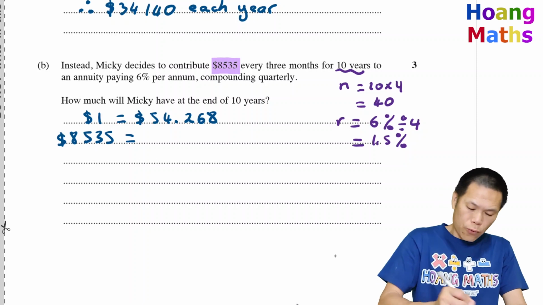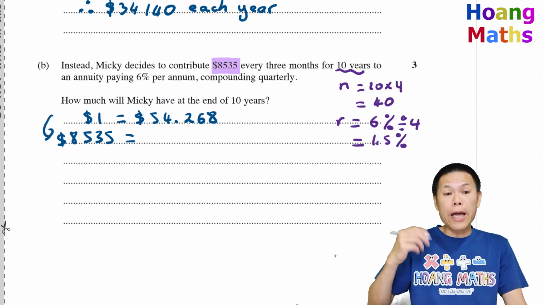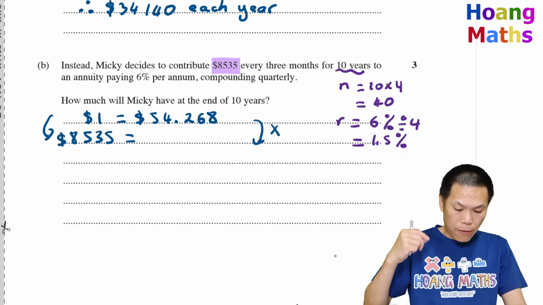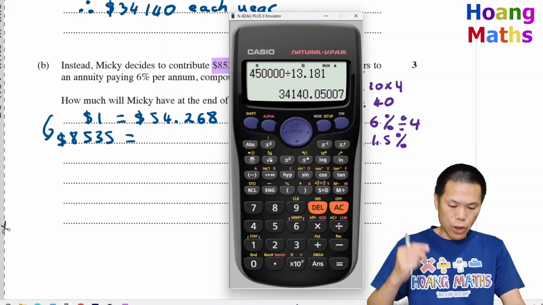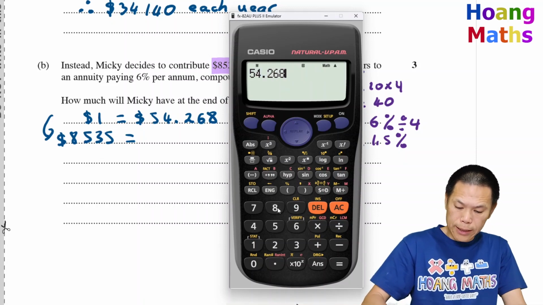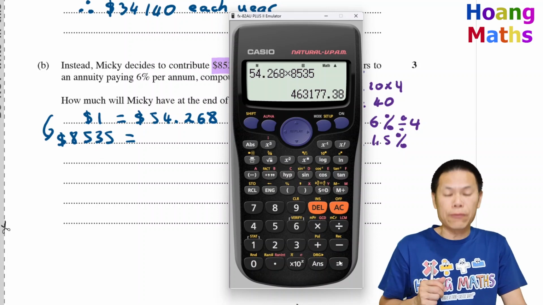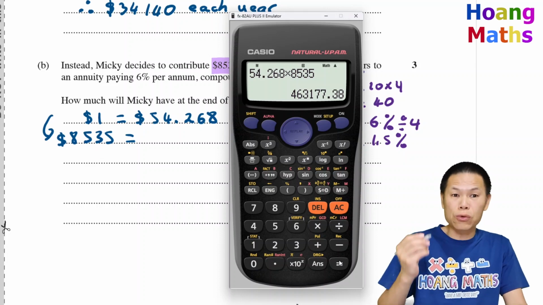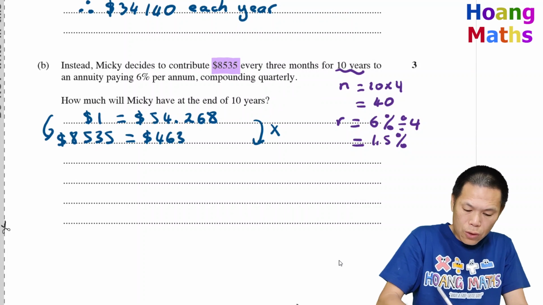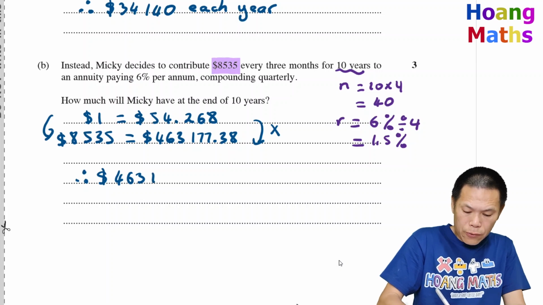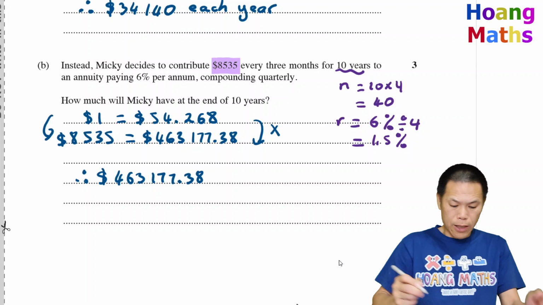And now the annuity instead of a dollar is actually $8,535. So from here to here, we times this by $8,535. So we do exactly the same here. So I just go 4.268, we times 8,535. So there you go, $463,177.38. So let me just write this down. 463,177.38. So therefore, $463,177.38. So there you go.